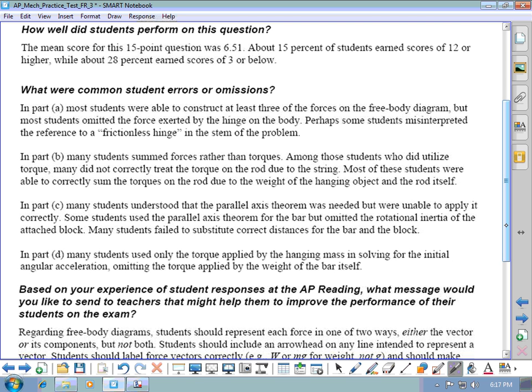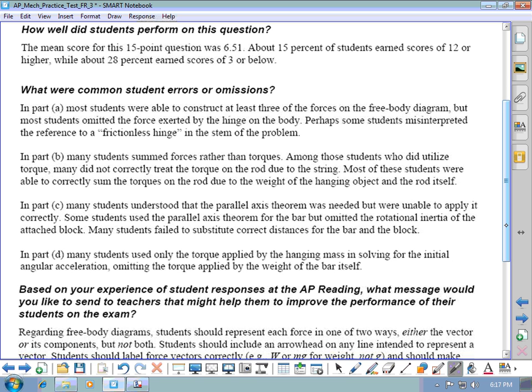So among those students who did utilize torque, many did not correctly treat the torque on the rod due to the string. So that was by finding the y component of that tension and solving for that. Most of these students were able to correctly sum the torques due to the weight of the hanging object and the rod itself. So you definitely should have been able to do that. You should know how to go through and do the rest of it though.